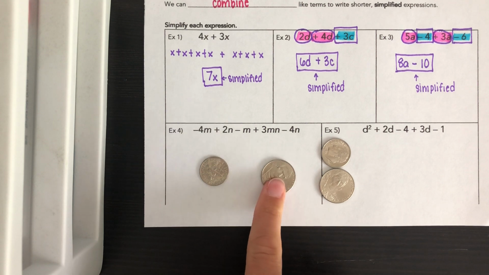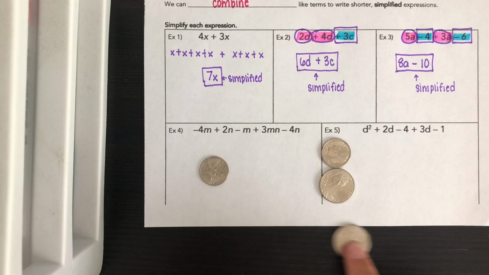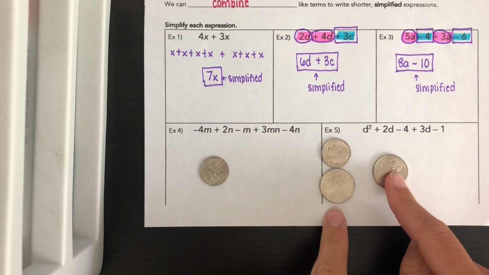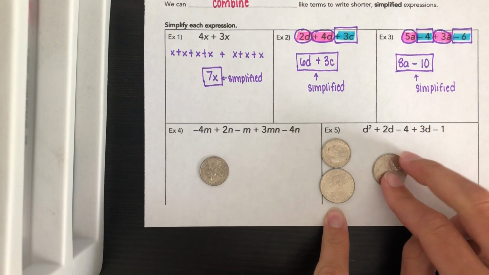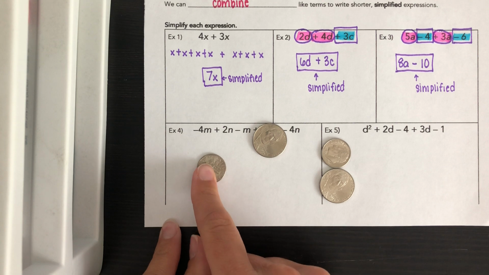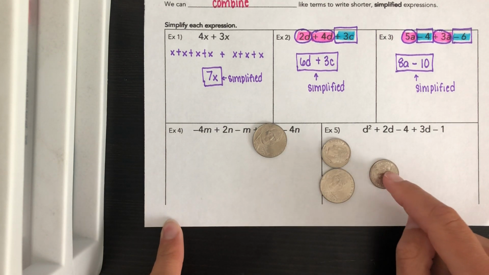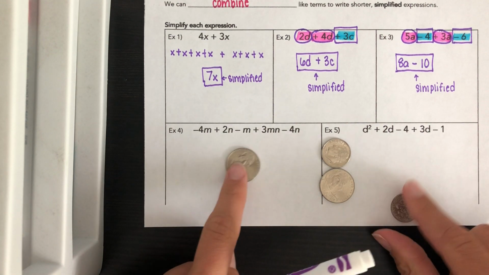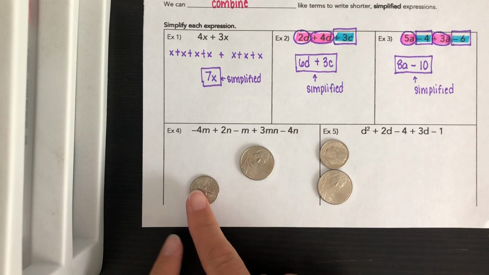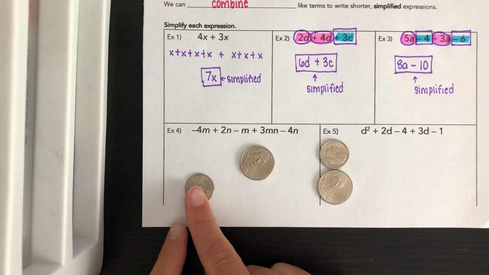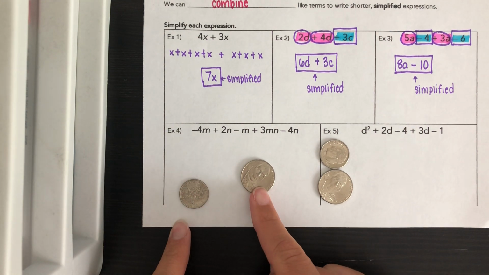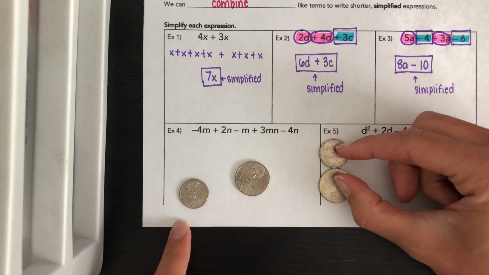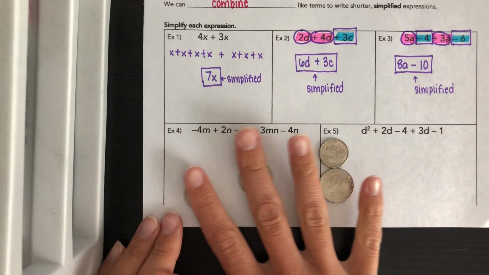Is my n the same as mn? Are these the same exact variable? No, this looks more like a snowman where this is just a bigger circle. My m is also not the same. This is like the head of the snowman where this is the whole snowman. So these are not combinable. M's can only be combined with other M's. N's can only be combined with other N's. And MNs can only be combined with other MNs.